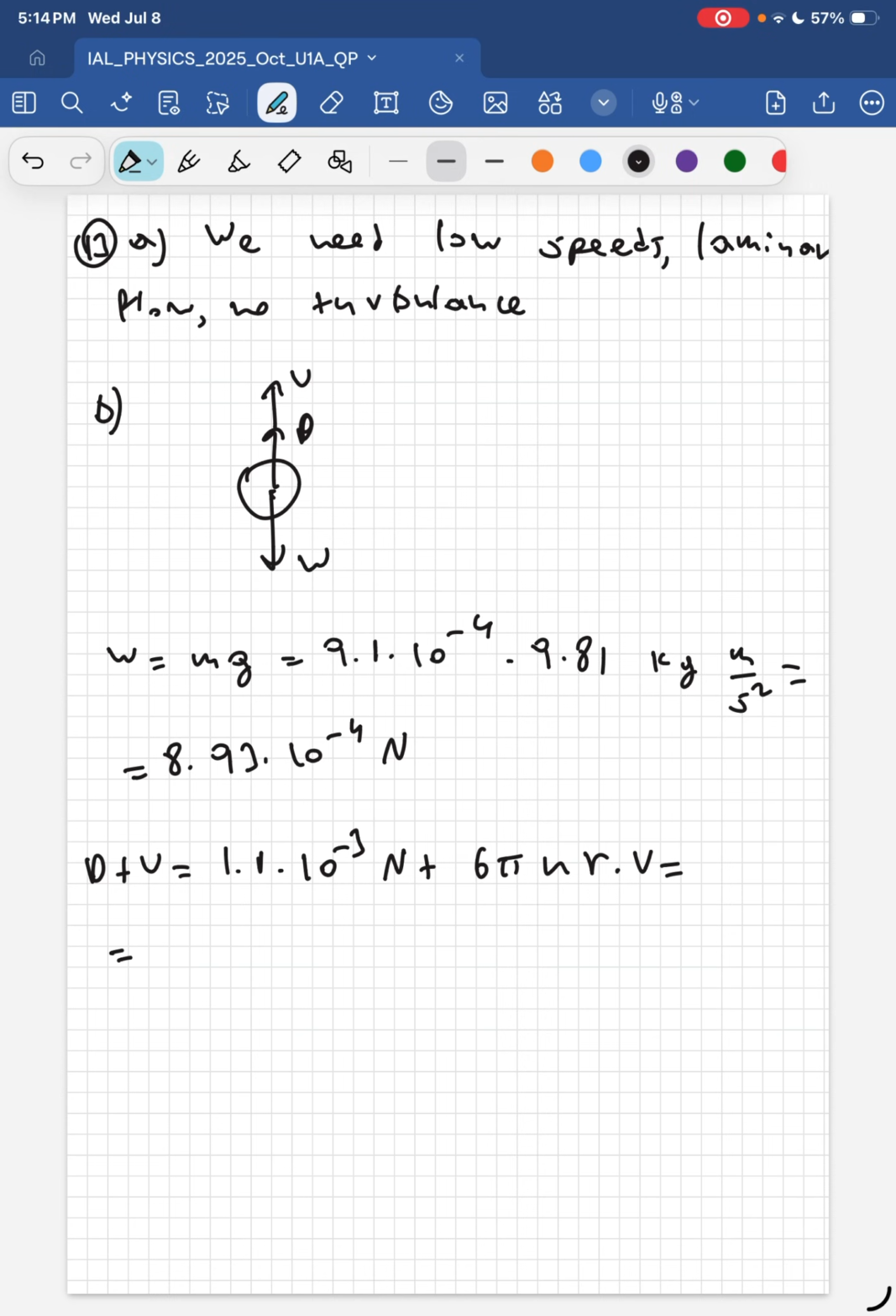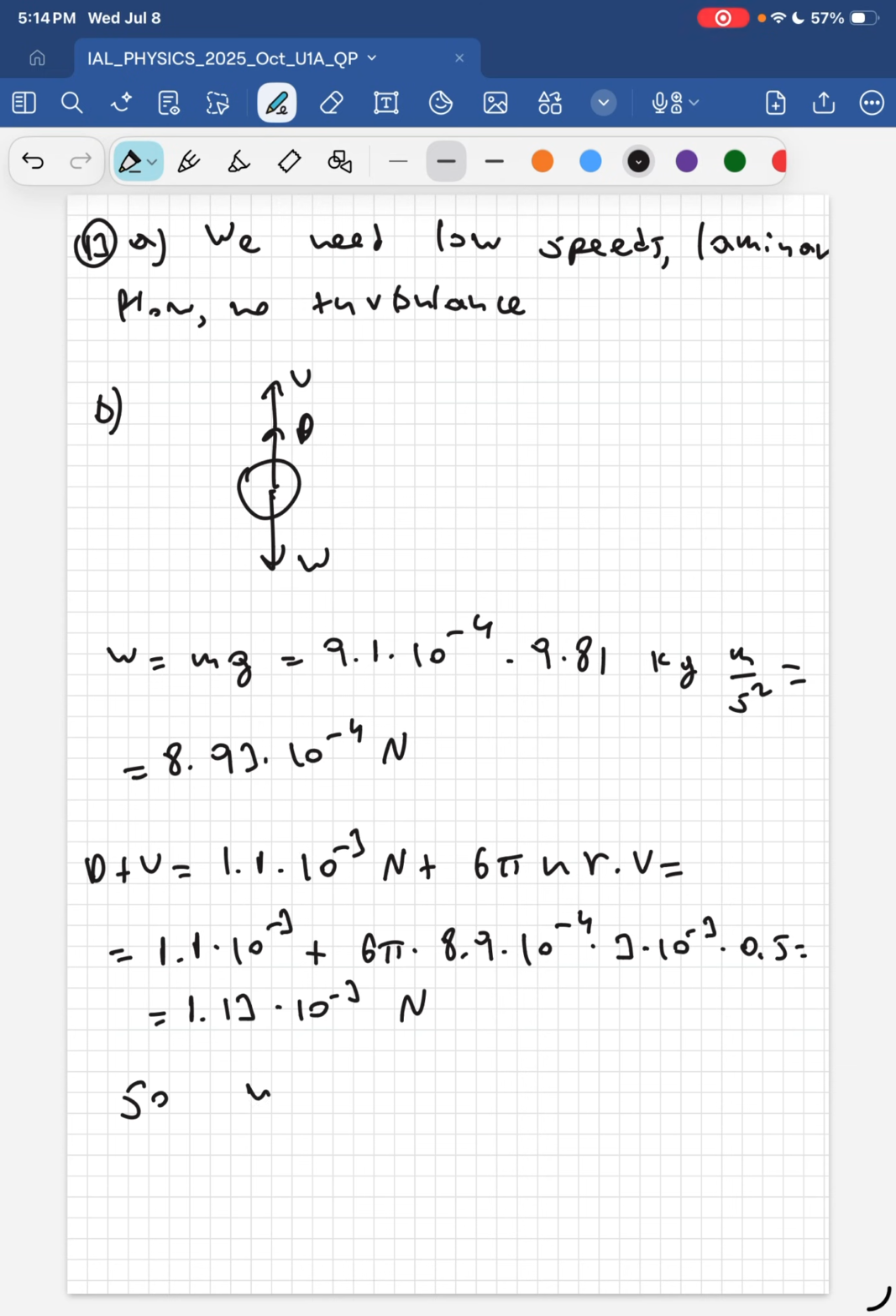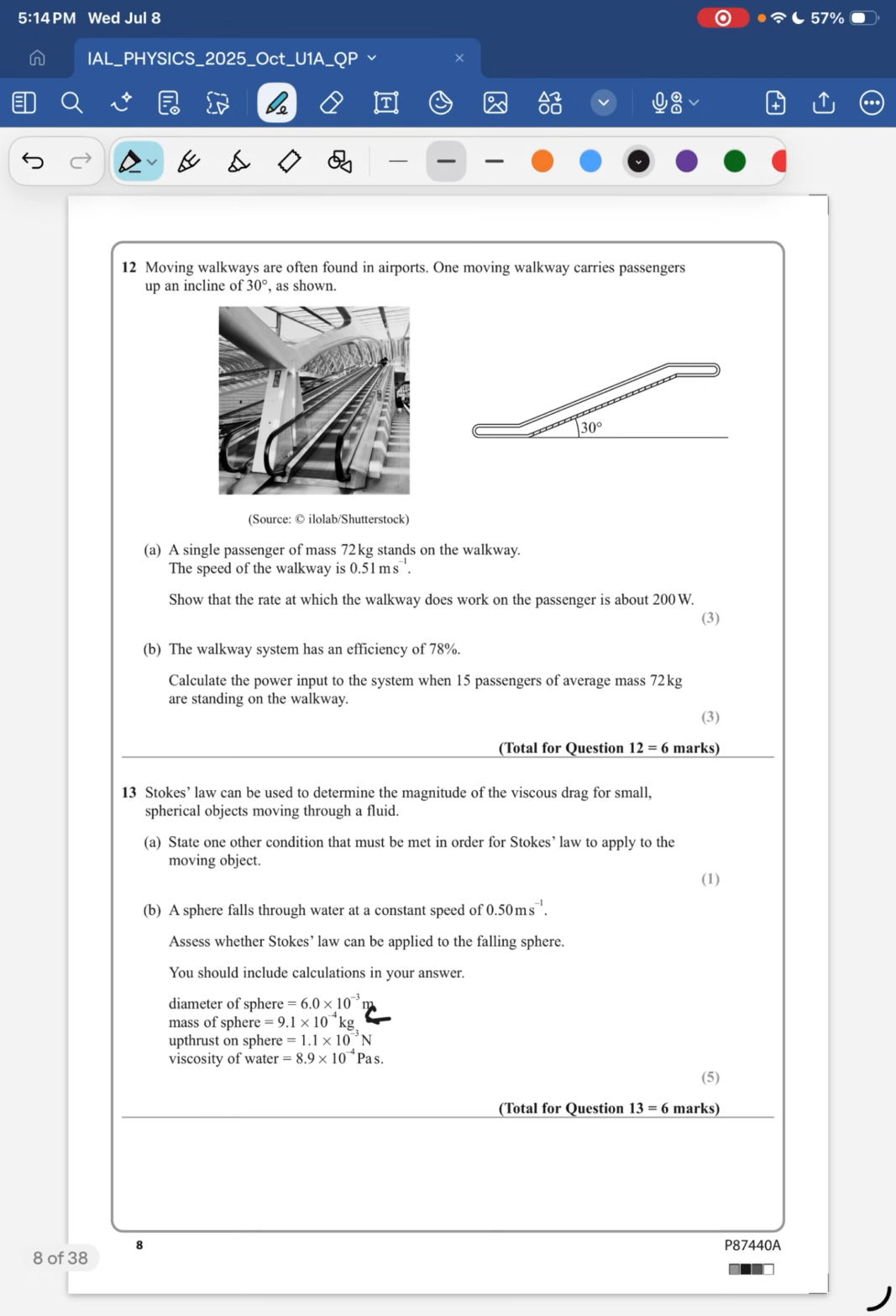And if we plug in the numbers, we find 1.1 times 10 to the negative 3 from before, plus 6 pi times 8.9 times 10 to the negative 4 times 3 times 10 to the negative 3 times 0.5. And what we find is 1.13 times 10 to the negative 3 newtons. So the weight is actually not equal to the drag plus upthrust. So the statement is wrong, okay?